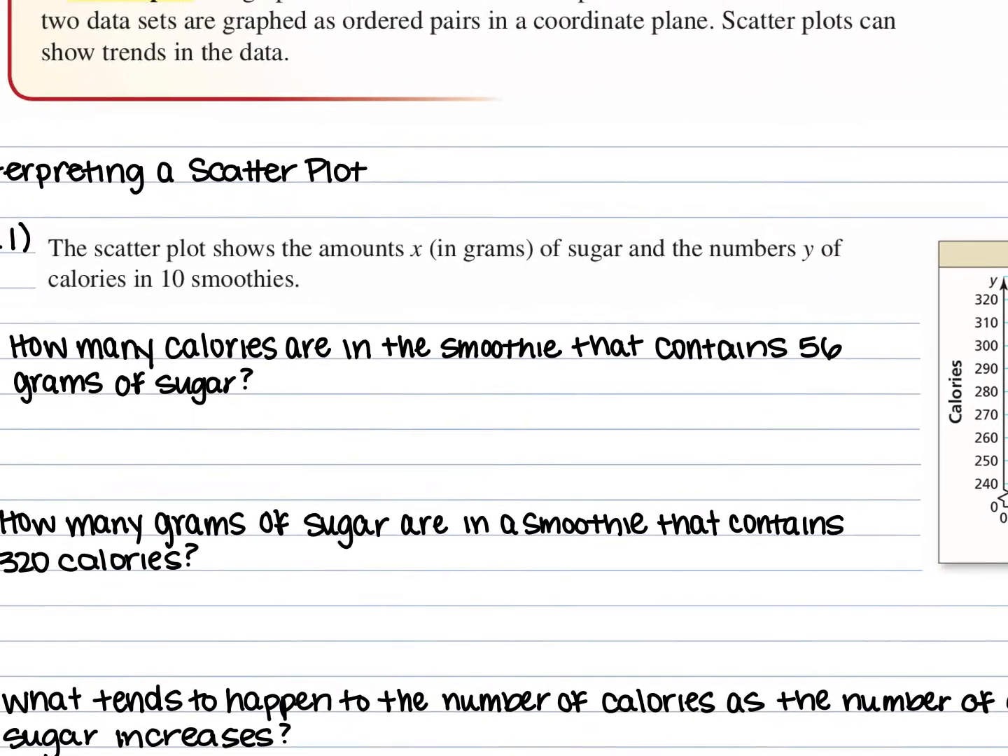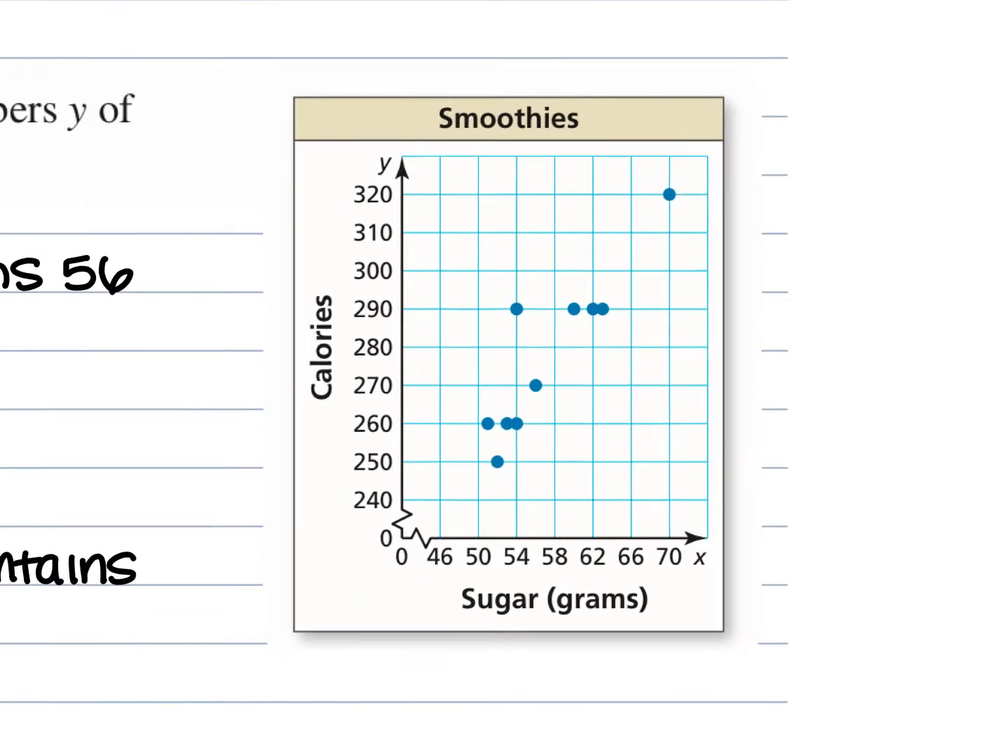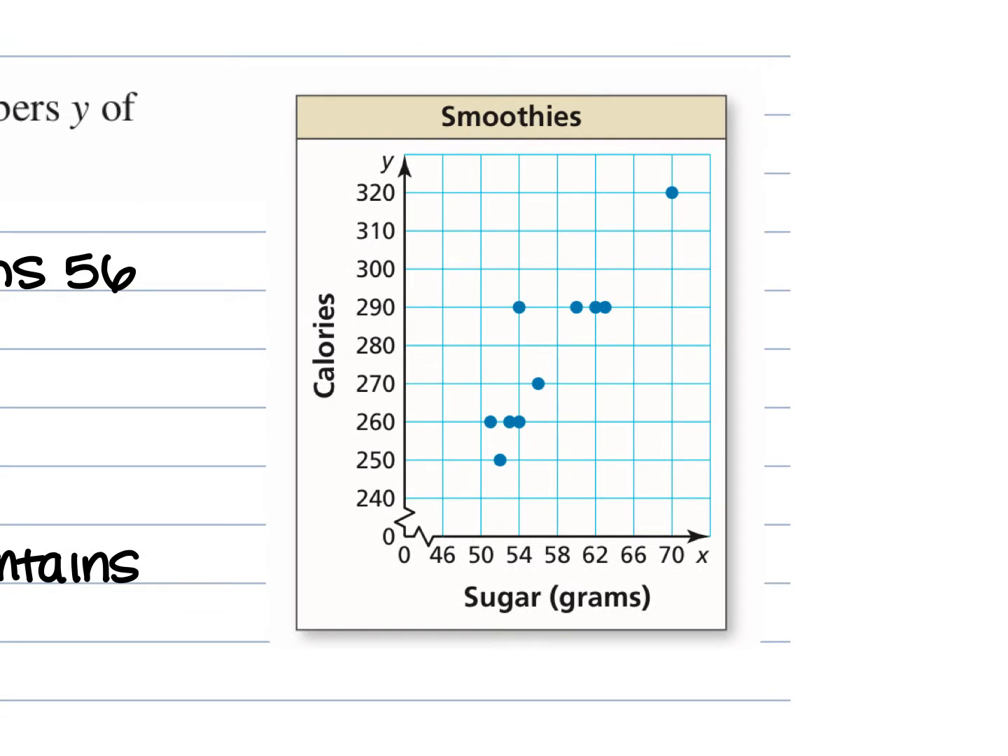It says each of the dots or each of the points in our scatter plot represents a smoothie, okay? So the smoothie is identified by the number of calories and the number of grams of sugar, okay? So let's just for reference take a look at this point all the way in the top right corner. This smoothie has the most grams of sugar. Do you guys agree? Because it's furthest to the right. How many calories is this smoothie? 320. Do you guys see how this is working? A point on your graph represents a smoothie that has a certain number of calories and a certain number of grams of sugar. Do you guys see that?